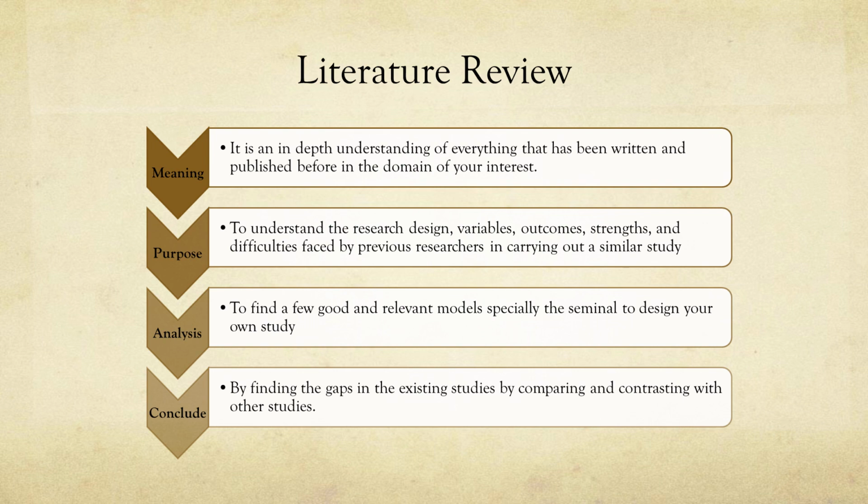What are the difficulties that were faced by similar researchers in the area? Finally, once you get all that, you summarize it and then you analyze all those researches. You find some very good and relevant models that are fitting in your research, maybe some very good and relevant articles that are there, some laws that have come up, some amendments that are there, and you make an analysis out of it. Once you analyze everything, you conclude by finding the gaps in them.